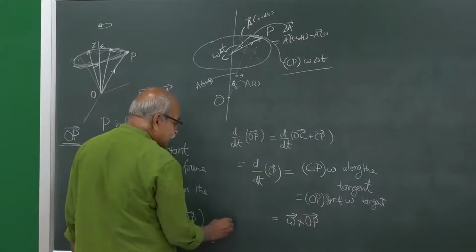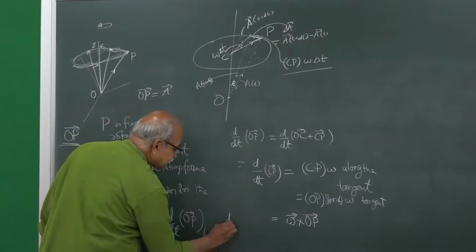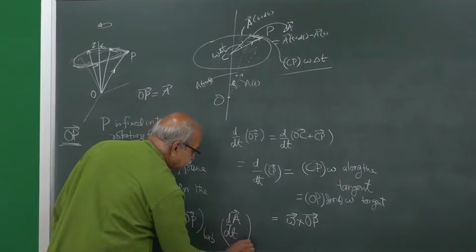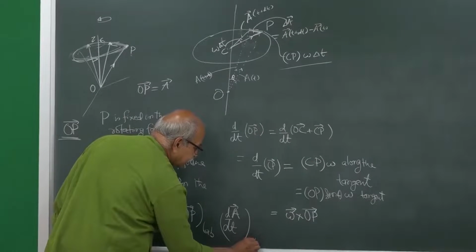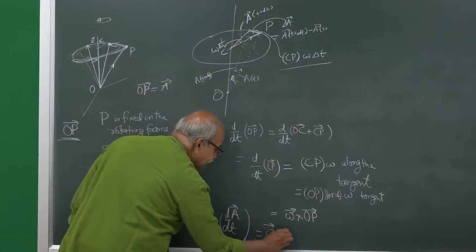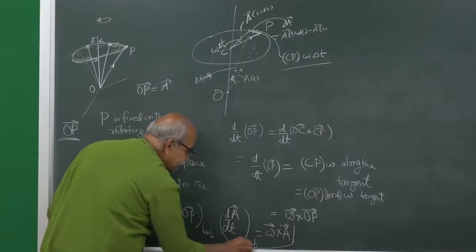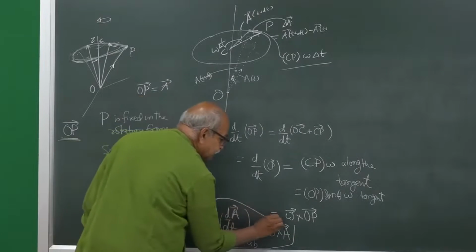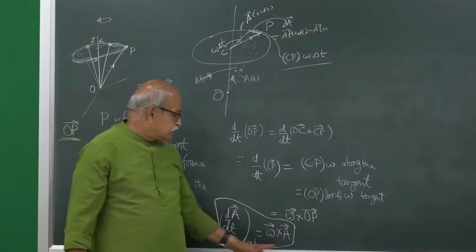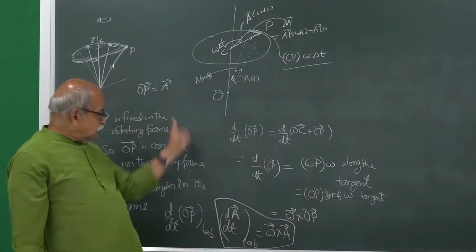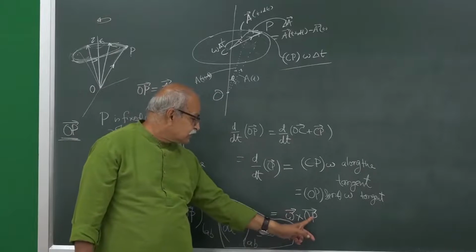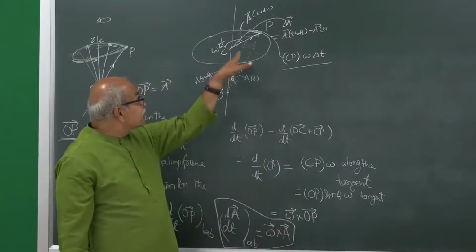And therefore, what you can write is d/dt of vector A in the lab frame is equal to omega cross A. This is an important relation, we will take it from here. Now, you can go through this derivation again and convince yourself that the direction of omega cross OP is also along that tangent.